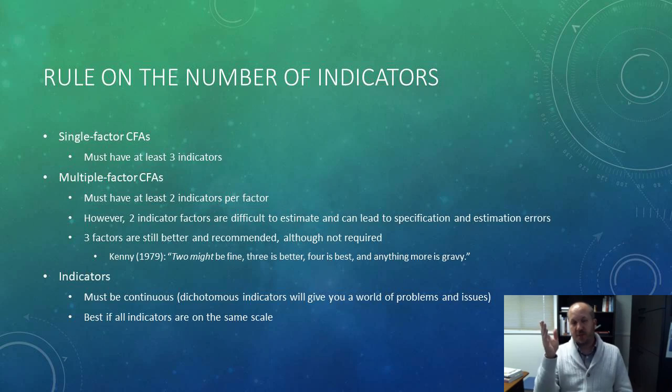And Kenny, who's a big statistician who did a lot of the groundwork in developing SEM, said that 2 might be fine, 3 is better, 4 is best, and anything more is gravy. So you want to have at least 3; 4 or 5 is much better. But 3 will still work, and it's very common to have 3. Another thing, indicators must be continuous. If you have any dichotomous or non-continuous variables, rather than interval or ratio variables, you're going to have problems. And then, although you'll hear mixed things about this, it's best if all the indicators are on the same scale. That really helps a lot, although it's not necessary.